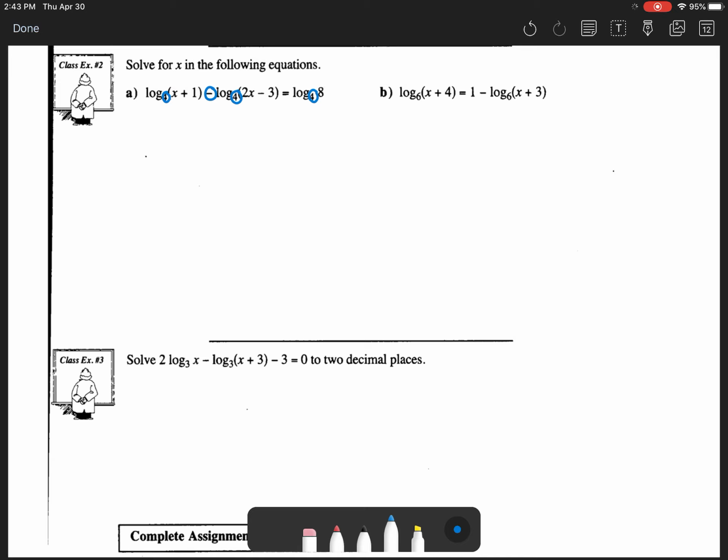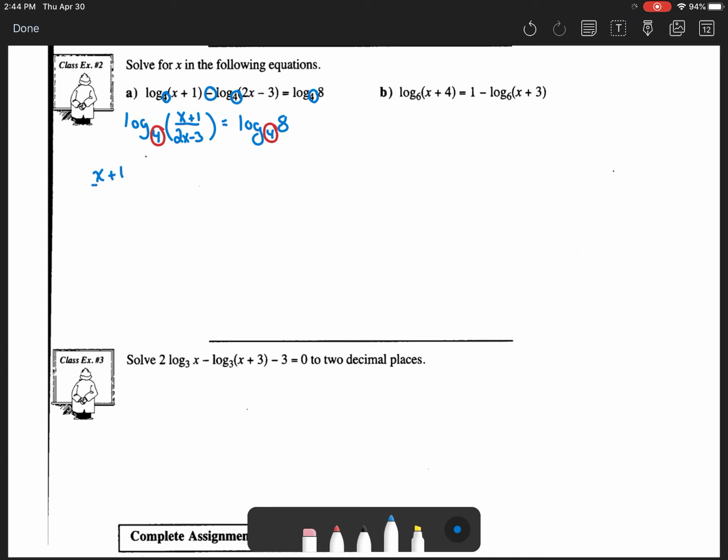So on the left-hand side, since I'm subtracting log expressions with the same base, I will divide the arguments. So I can simplify this to log base 4 of, and remember the order matters here, it does have to be x plus 1 all over 2x minus 3. That is my argument there. And on the right-hand side of the equation, I now have log base 4 of 8. This goes back to the first page. I have a scenario where on both sides of the equation I have logs, and they have the same base, don't they? So what I can basically do from this point is just equate their arguments.